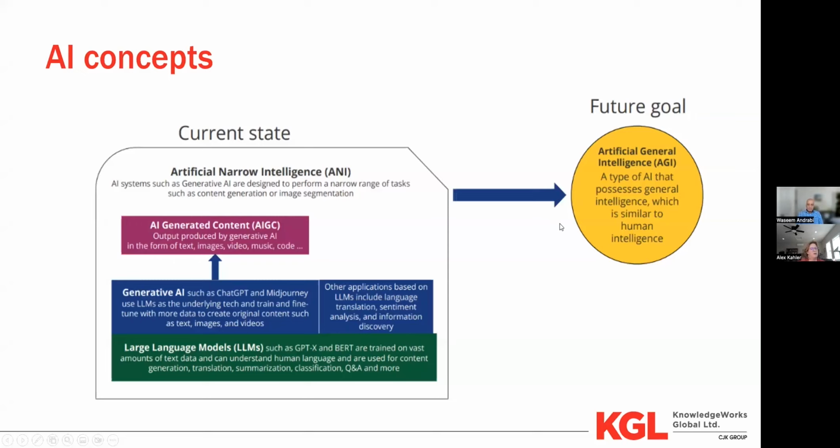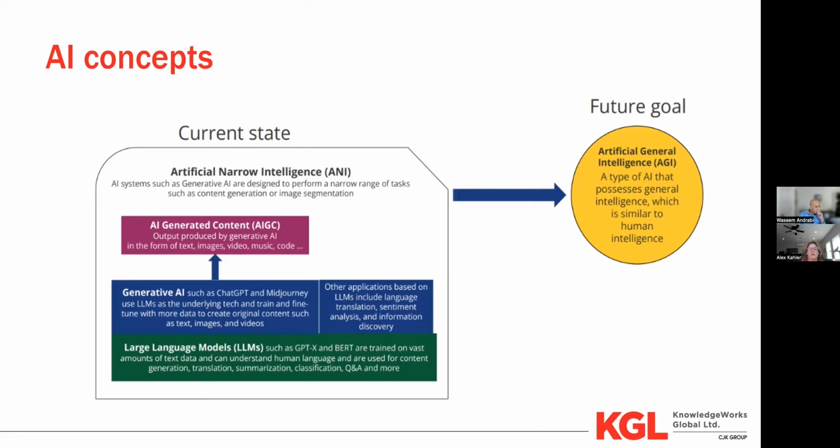All right, so I thought it might be good for us to start off talking a bit about AI concepts, because there are a number of different concepts in AI. So looking at the current state of artificial intelligence, much AI is based on large language models, LLMs. So, GPT and BERT, these are examples of this. They're trained on vast amounts of text data. They can understand human language. They're used for content generation, translation, summarization, classification, questions and answers, all sorts of things.